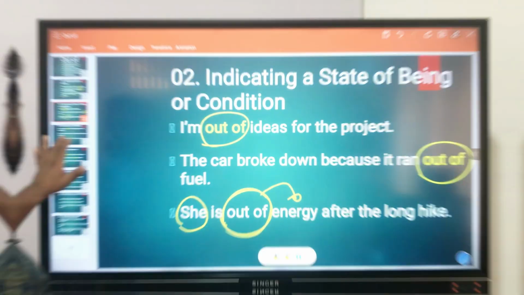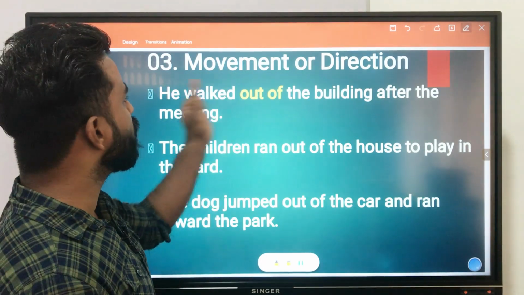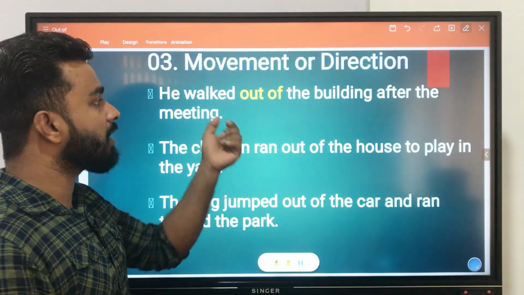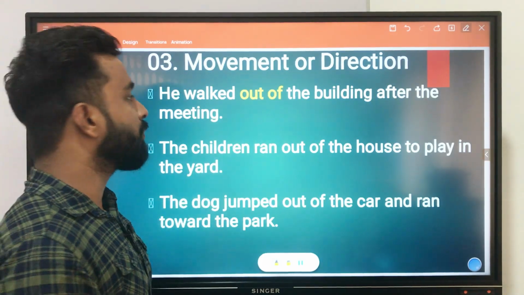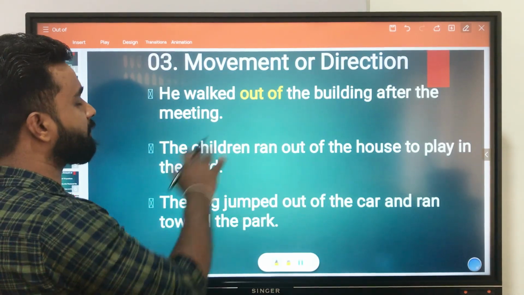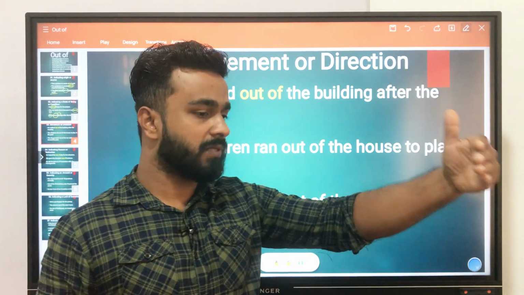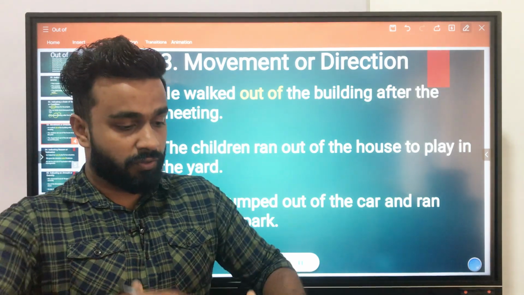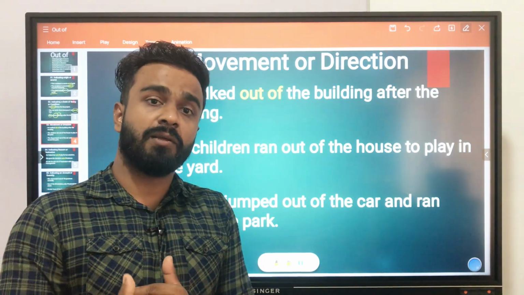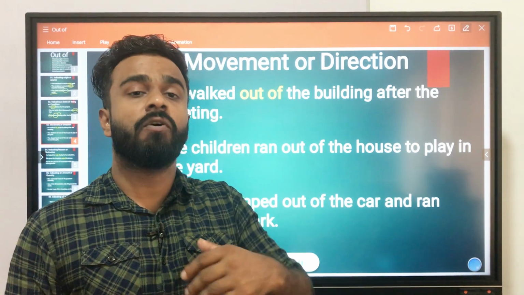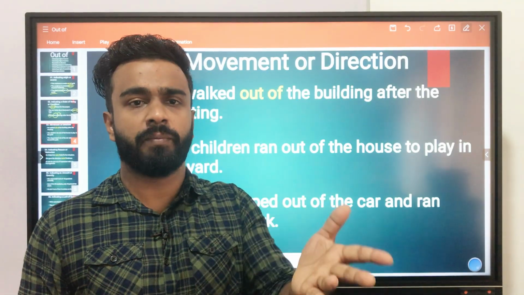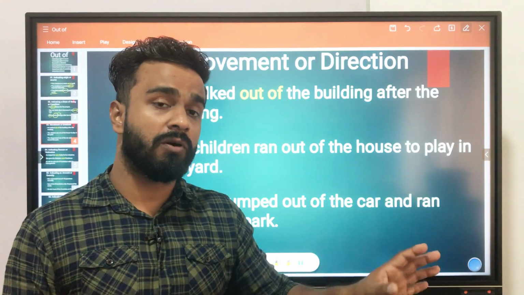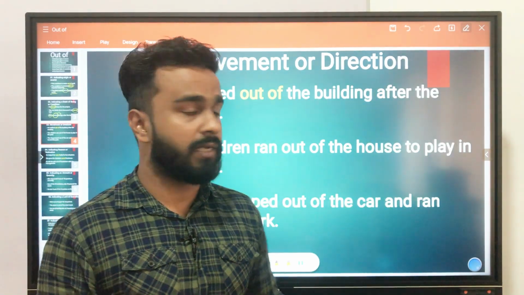The next usage is if you want to indicate movement or directions. There we use this preposition out of to indicate that meaning. He walked out of the building after the meeting. So if someone comes in, we say he walked into the building. After that, if he goes out, then we say he walked out of the building. He is not in the building anymore because he has walked out of the building.